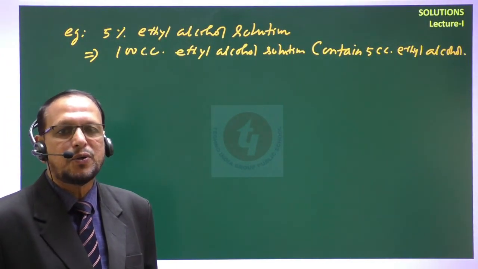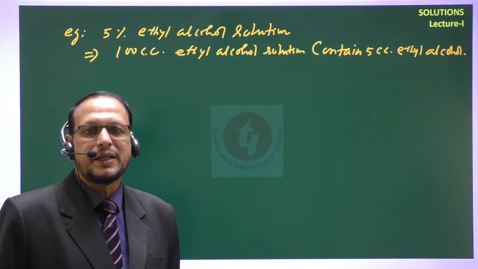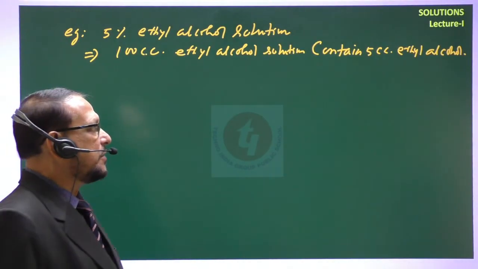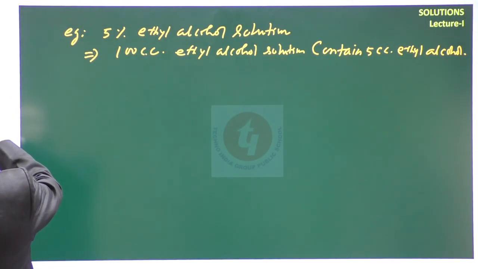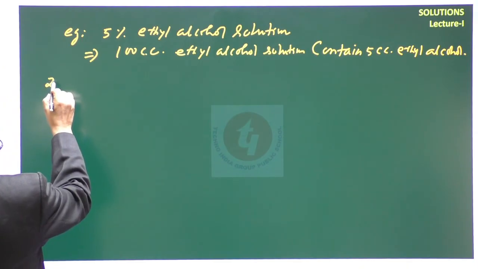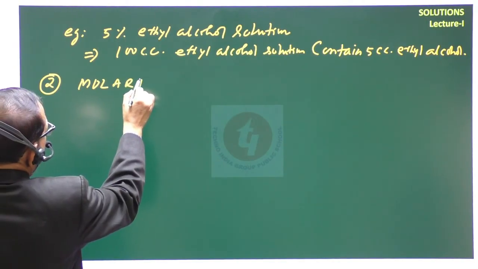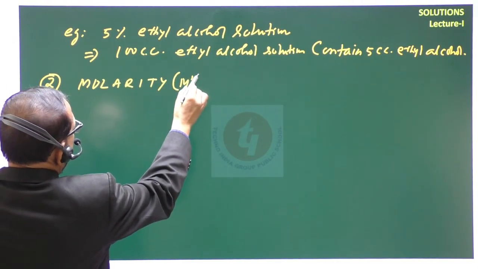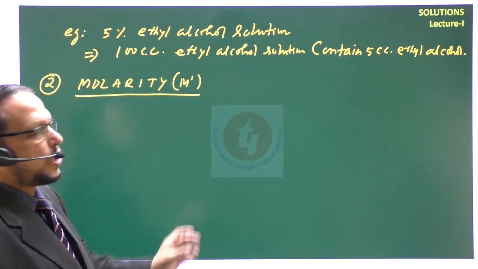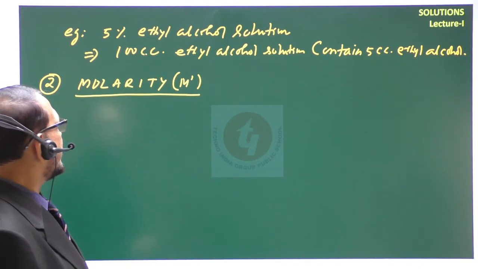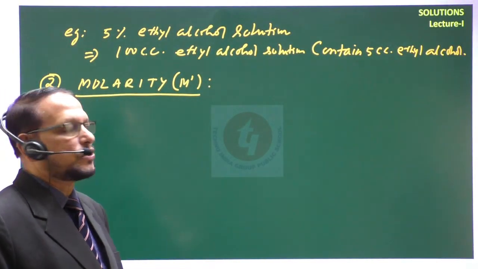Then one of the important concentration terms is the molarity. Then we have the molality. Then we have the mole fraction. These are three very important parts. So number 1 is done. Number 2 is the molarity. I denote molarity by M dash, to distinguish it from the molecular weight, which is normally denoted by M. What is molarity? If 1 mole is present in 1 liter, that is a 1 molar solution.